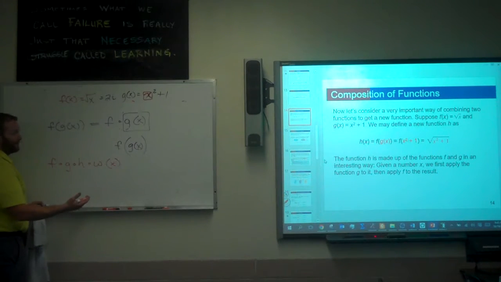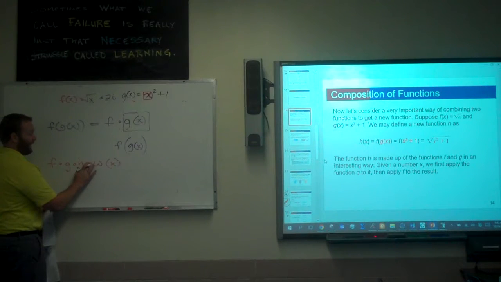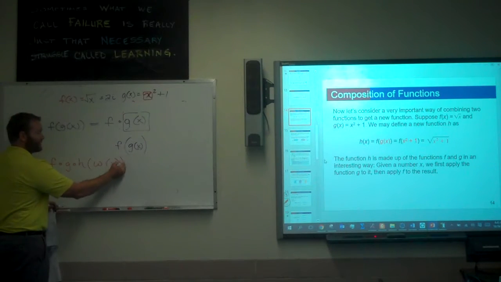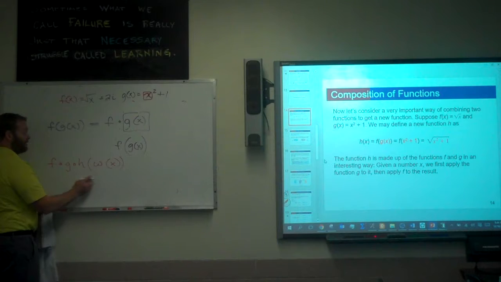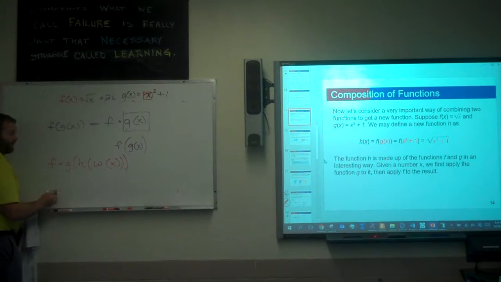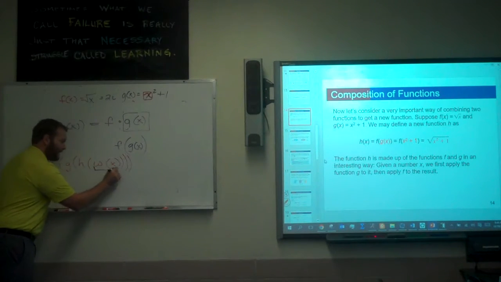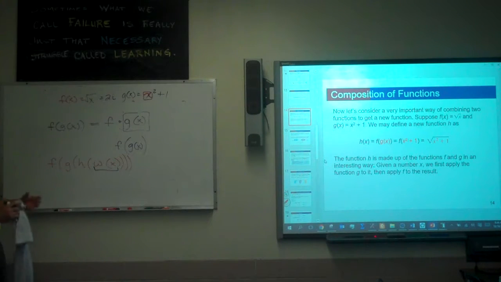So the easy thing to do, again, you can do it this way. You can say, okay, that is going to become a parenthesis. Just close it off. That is going to become a parenthesis. Close it off. That is going to become a parenthesis. Close it off. And now you can see that is the innermost function, and you start working your way from the inside out. Does that kind of make sense?